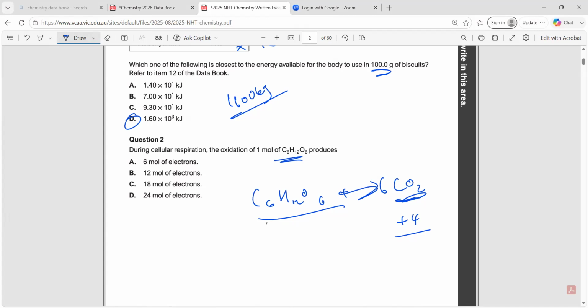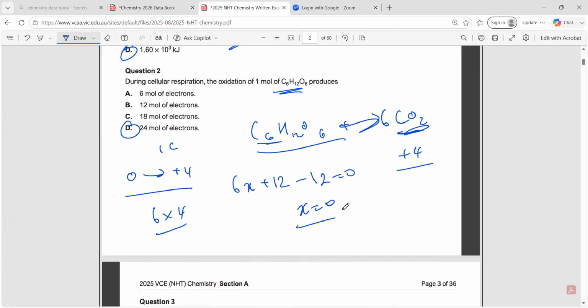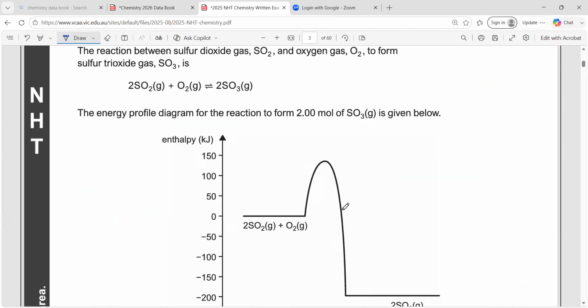That's +4. To figure out the oxidation number of carbon in glucose, we just need to do 6x plus 12 minus 12 equals 0. So x equals 0. So we're losing 4 electrons, 0 going to +4, right? However, that would be the case if we were only dealing with 1 carbon. We're dealing with 6 carbons, so it's 6 times 4, which is 24 electrons. So it's probably the easiest way to do it. There's probably some other ways, but that's the only way I knew. You could also write out the entire equation, but I did not want to do that.